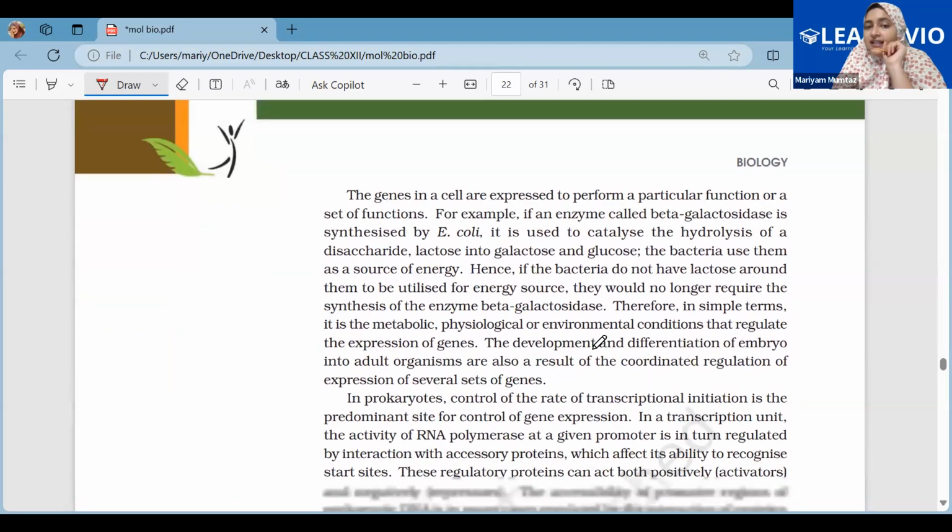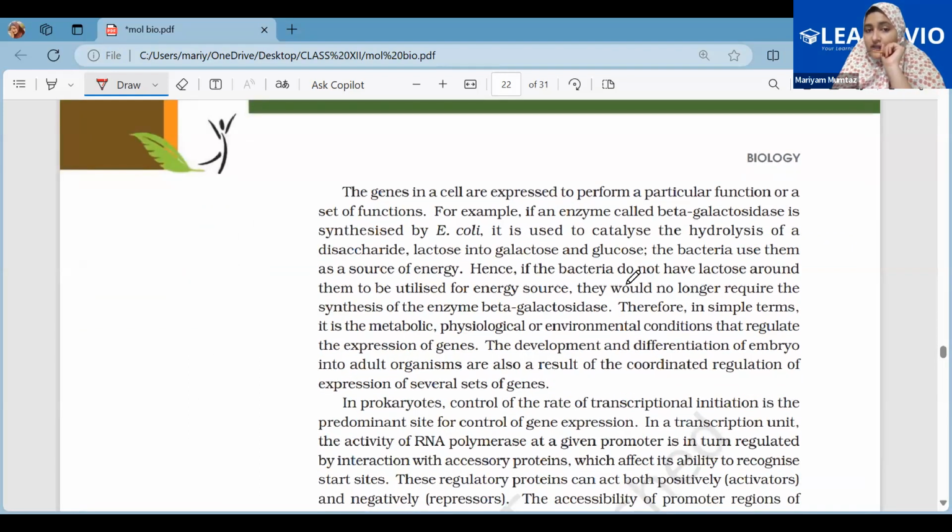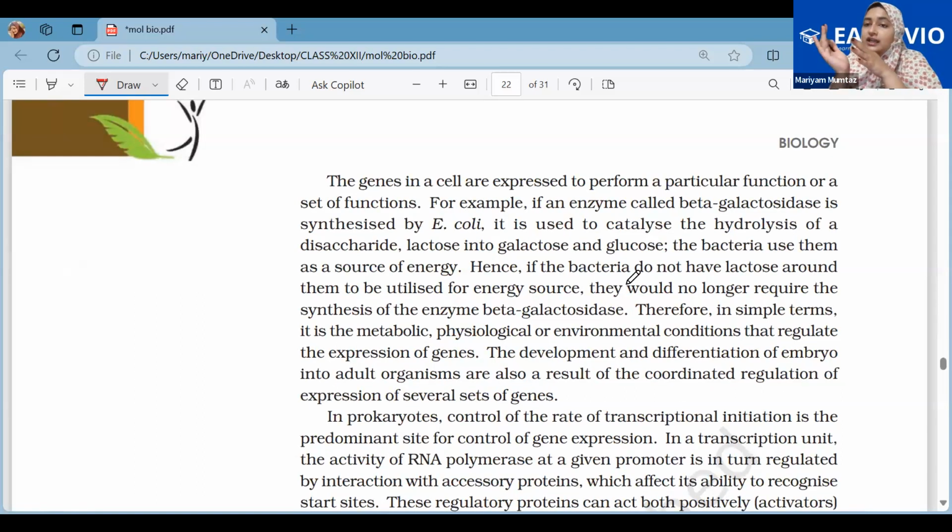Now, the genes in a cell are expressed to perform a particular function or a set of functions. Each gene that codes for a protein, let's say an enzyme, has its own function to perform. For example, the enzyme beta galactosidase is synthesized by E. coli. It breaks down lactose, which is a disaccharide, meaning it is made up of two sugars. Every lactose molecule is made up of galactose and glucose. The bacteria use them as a source of energy.